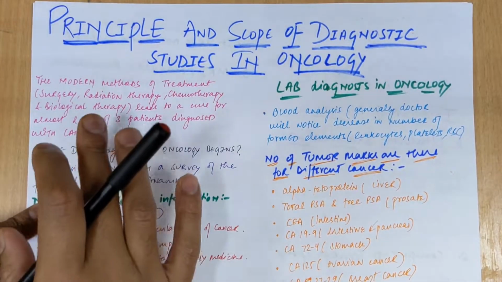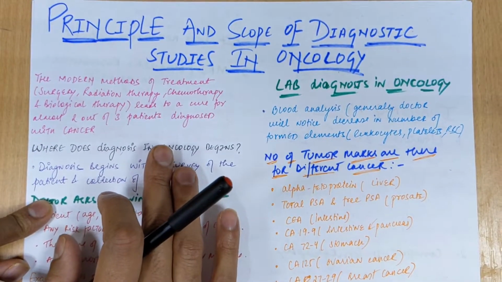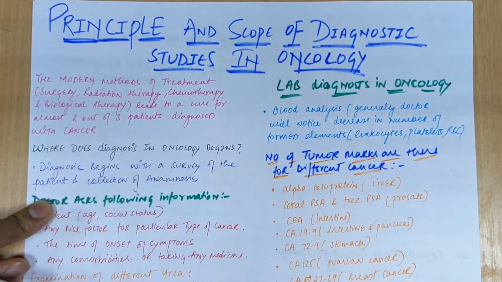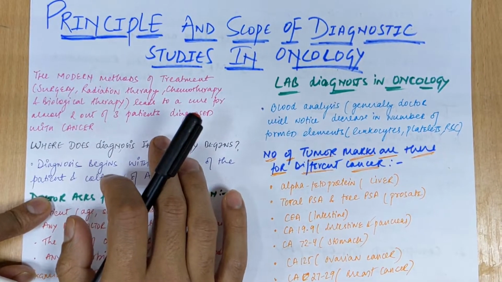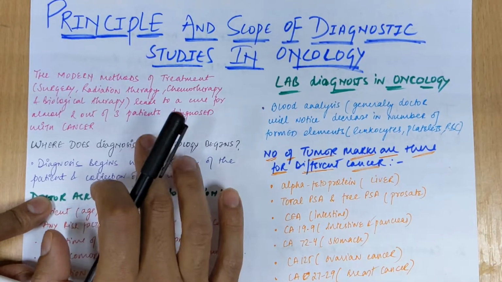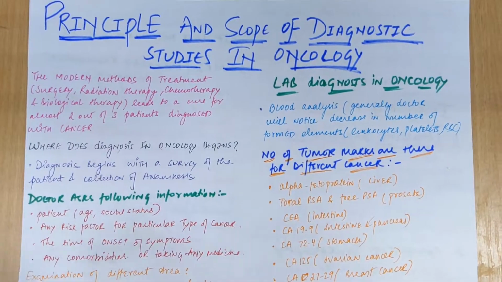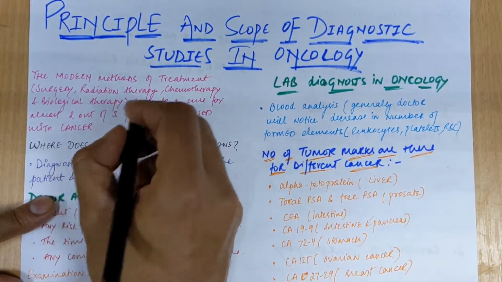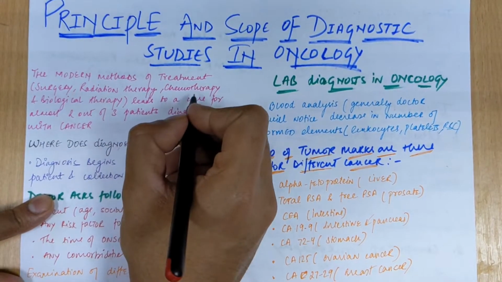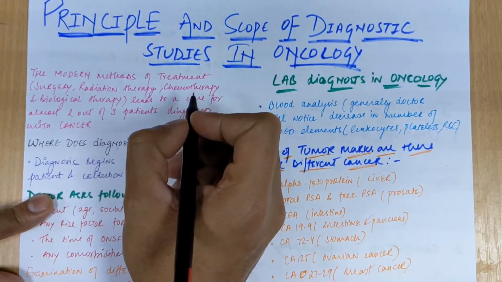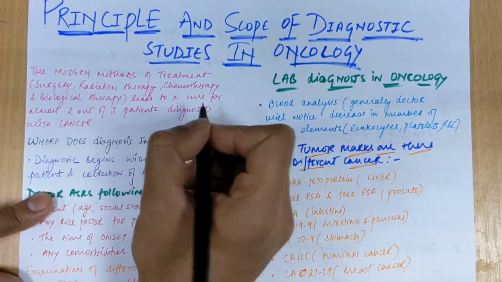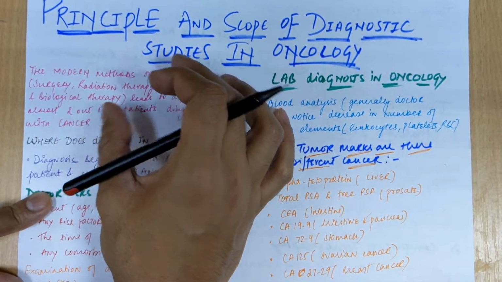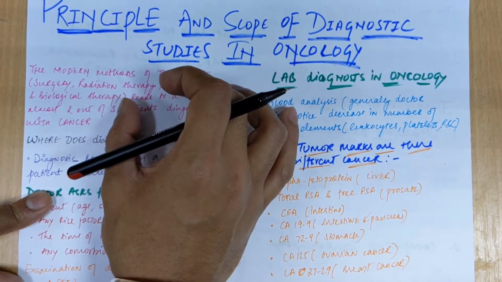Hello to everyone. In this video we'll be giving a short description on the topic of diagnostic studies in oncology, that is, while diagnosing the pathologies of cancer, what diagnostic methods we use. We'll be discussing that. Modern methods of treatment, that is surgery, radiation therapy, chemotherapy and biological therapy, lead to a cure for almost 2 out of 3 patients diagnosed with cancer. So in the treatment of cancer, we use these diagnostic methods.